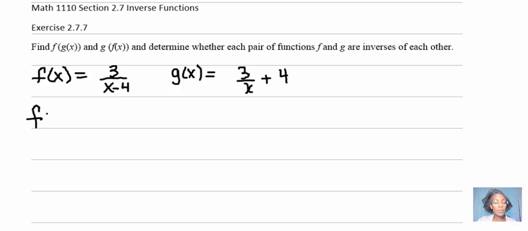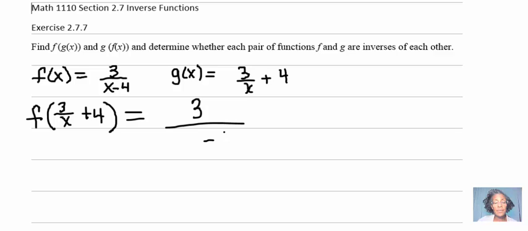Again, as in the 2.7.5 exercise, we're going to take g, which in this case is 3 over x plus 4, and we're going to make that the input to f. Now notice what f does. Whatever you put into x, you're going to subtract 4 from that and make that the denominator of the fraction that has 3 as numerator. But we're putting in 3 over x plus 4.